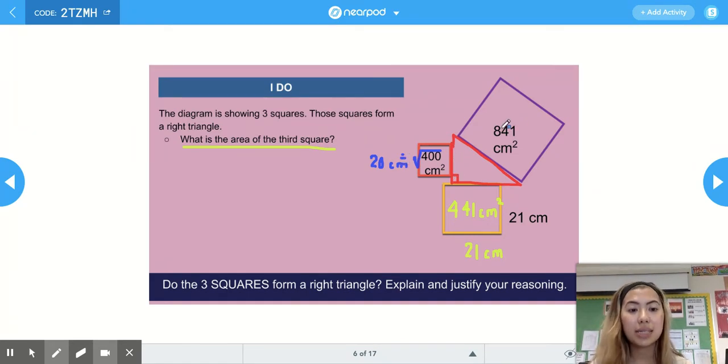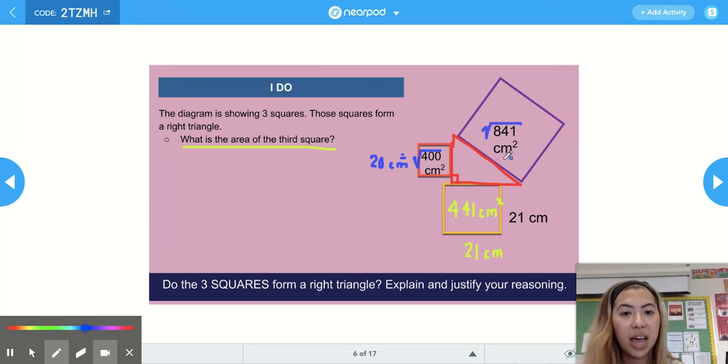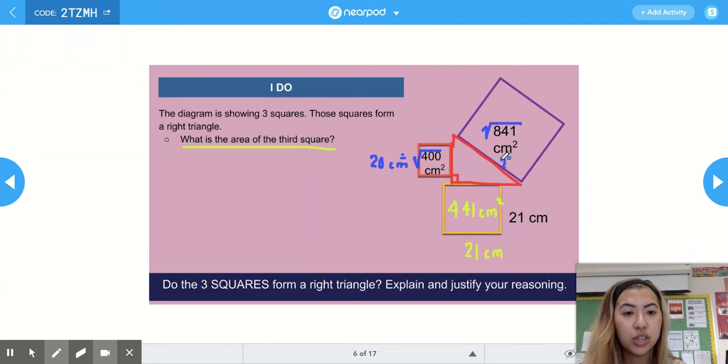Then I'm going to use that same thinking to find the length of the hypotenuse. I know that the area of the square that is formed by the hypotenuse is 841 centimeters squared. So I'm going to find the square root of 841. And that is 29. So that means that the length of the hypotenuse is 29 centimeters.